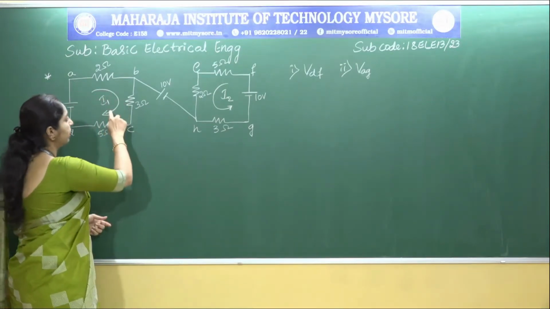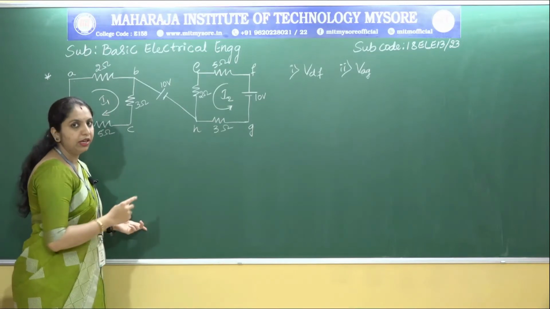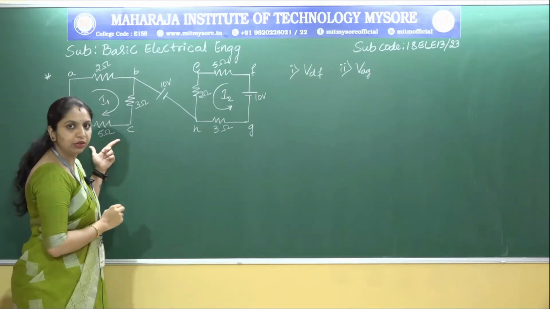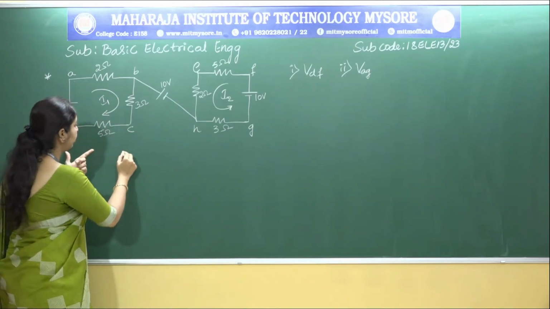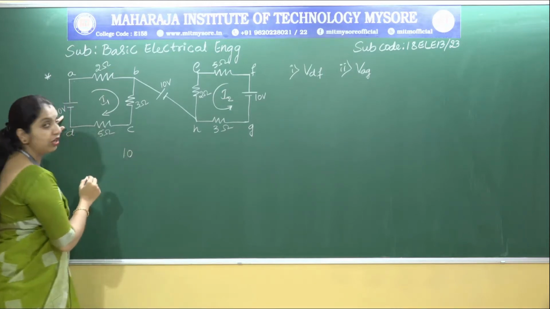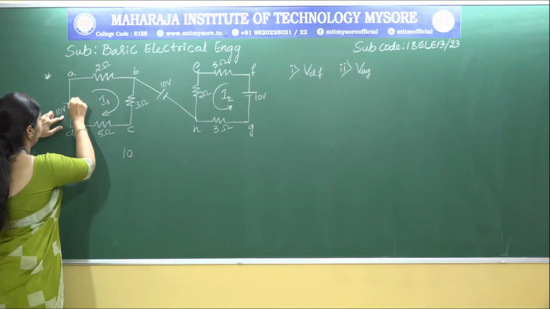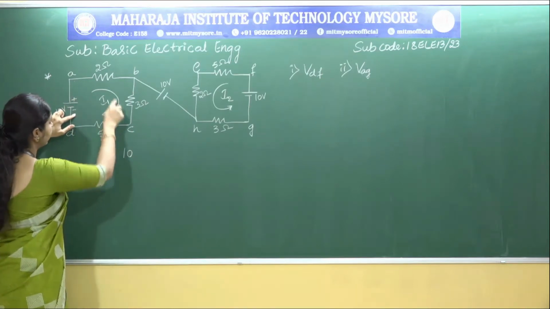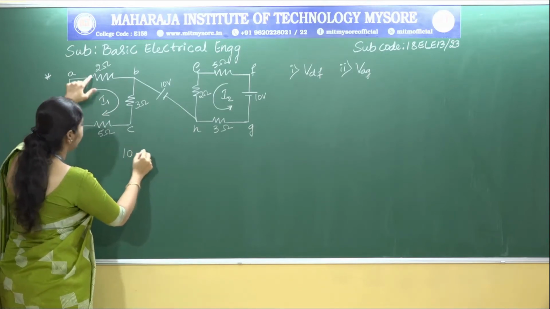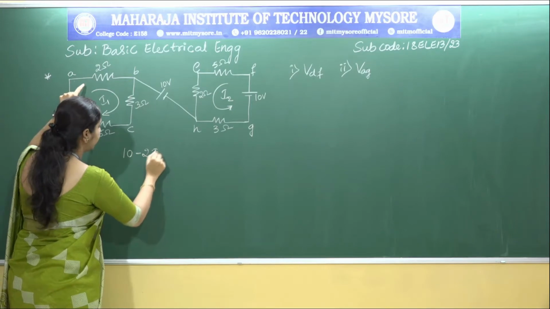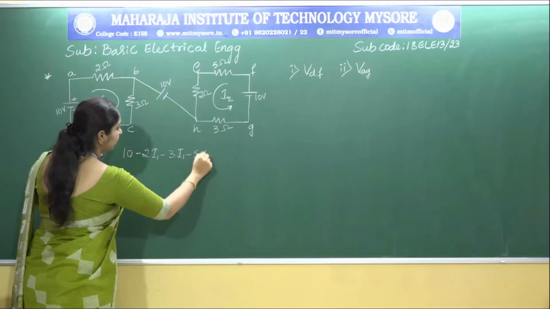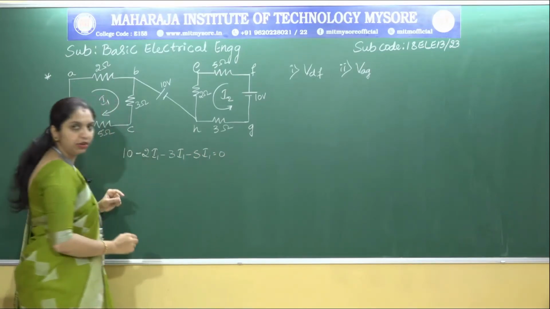To find the values of the current, apply KVL to this loop, that is A, B, C, D. If we apply KVL to this loop, then according to the KVL statement we get 10 volts. Look at the polarity here, minus to plus, and look at the direction of the current here. So we get 10 minus 2 into I1 minus 3 into I1 minus 5 into I1 is equal to 0.